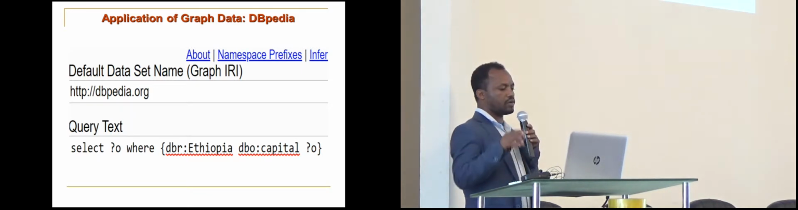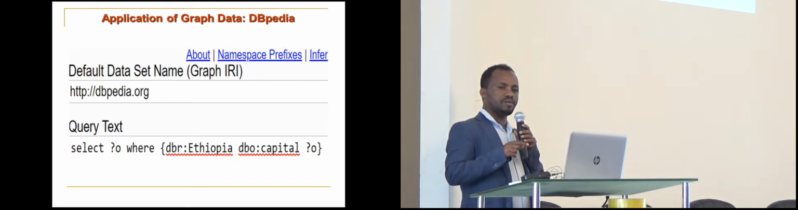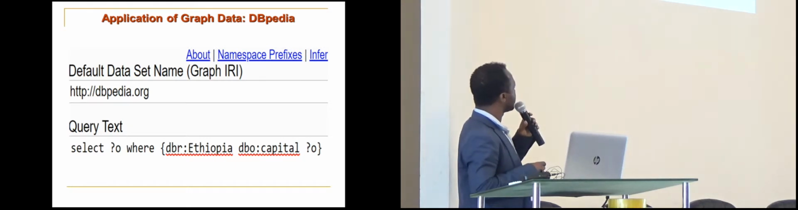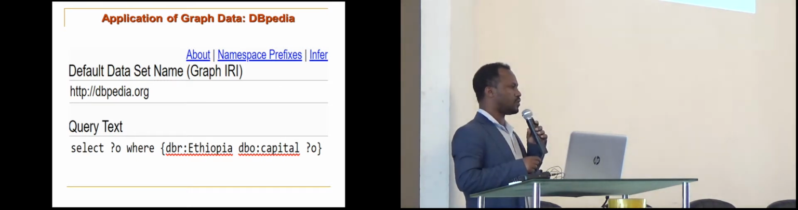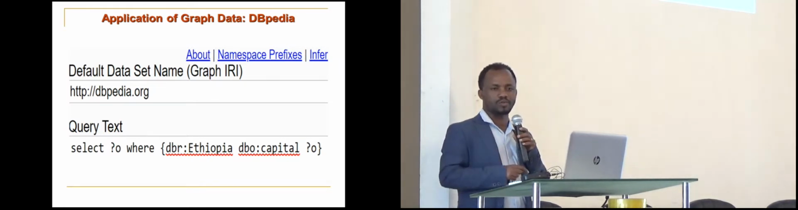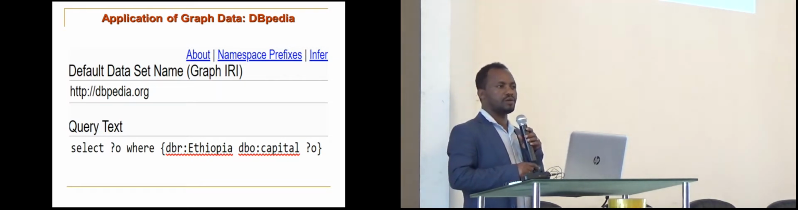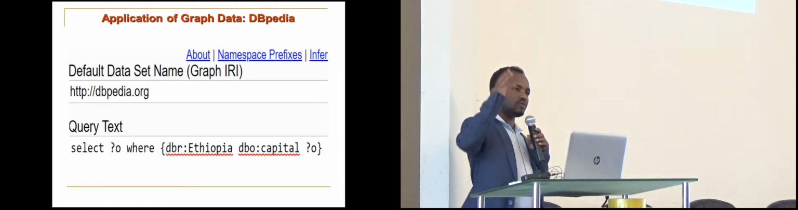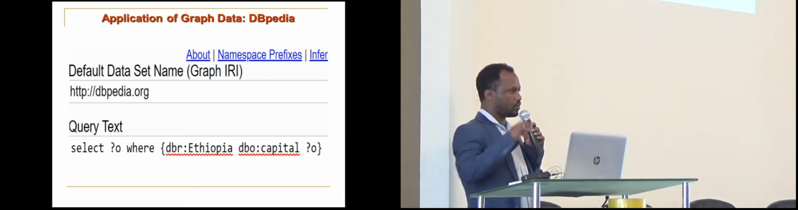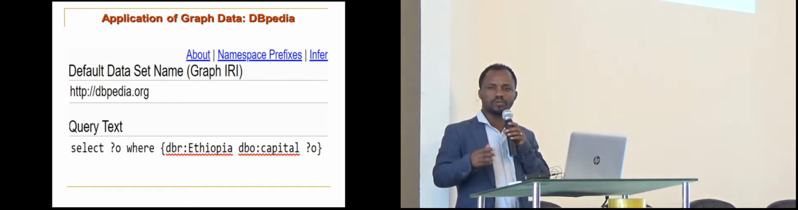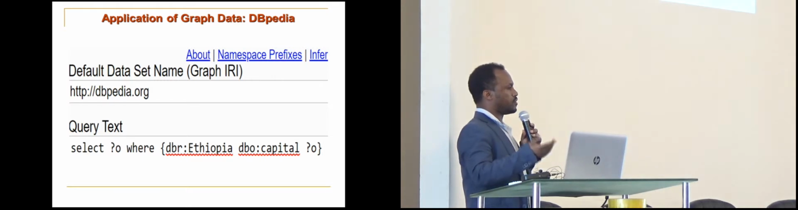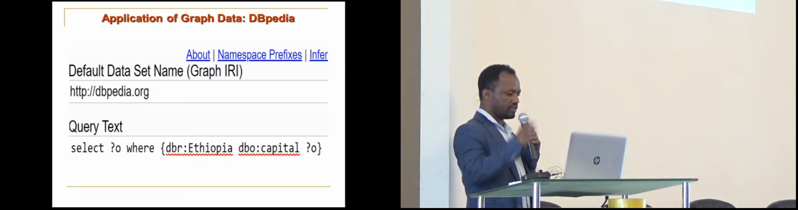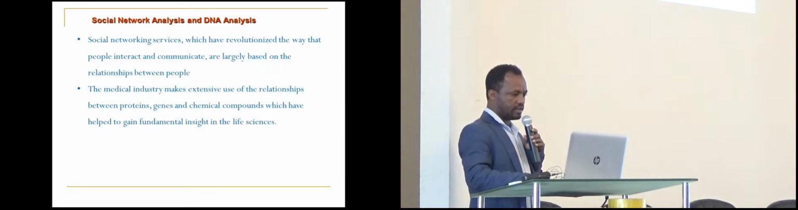So I can write a query, for example, saying DBR Ethiopia, DBO capital, and the last one is a question. So I'm saying, what is the capital city of Ethiopia? The natural language query which we write in Google can be translated into a SPARQL query at the DBpedia endpoint so that we can get the answer.